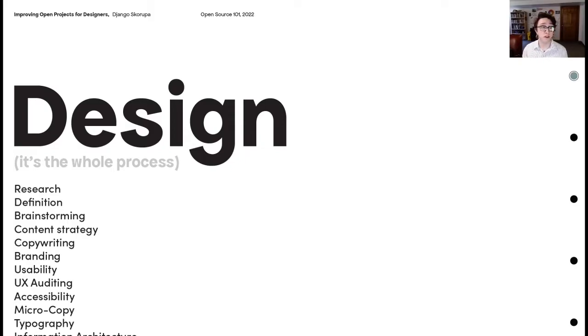It's research, definition, brainstorming, content strategy, copywriting, branding, usability, UX auditing, accessibility, microcopy, typography, information architecture. And yes, I ran that list off the page for a specific reason, and that's because it's so much more than this, right? Design is all of this, and different people specialize at different steps of the process.